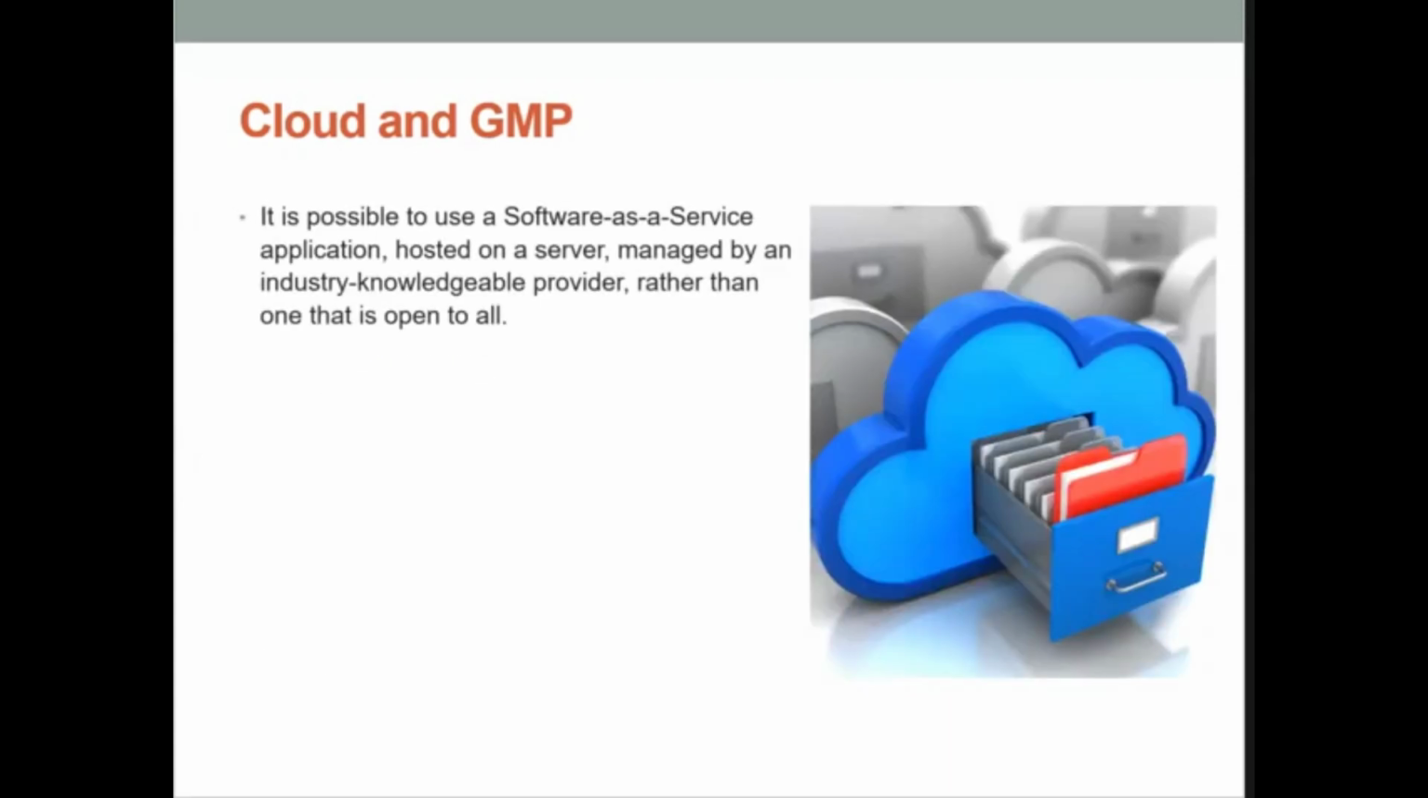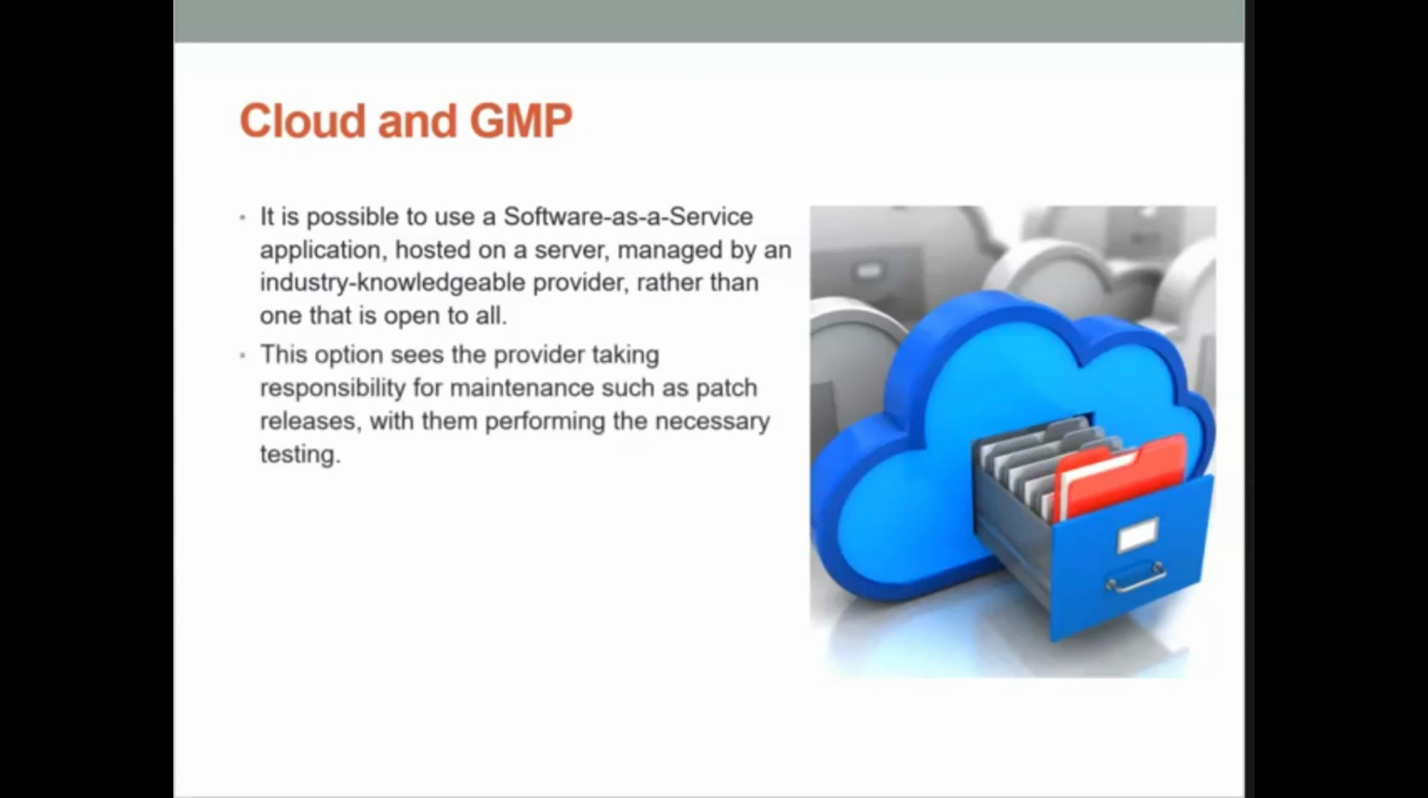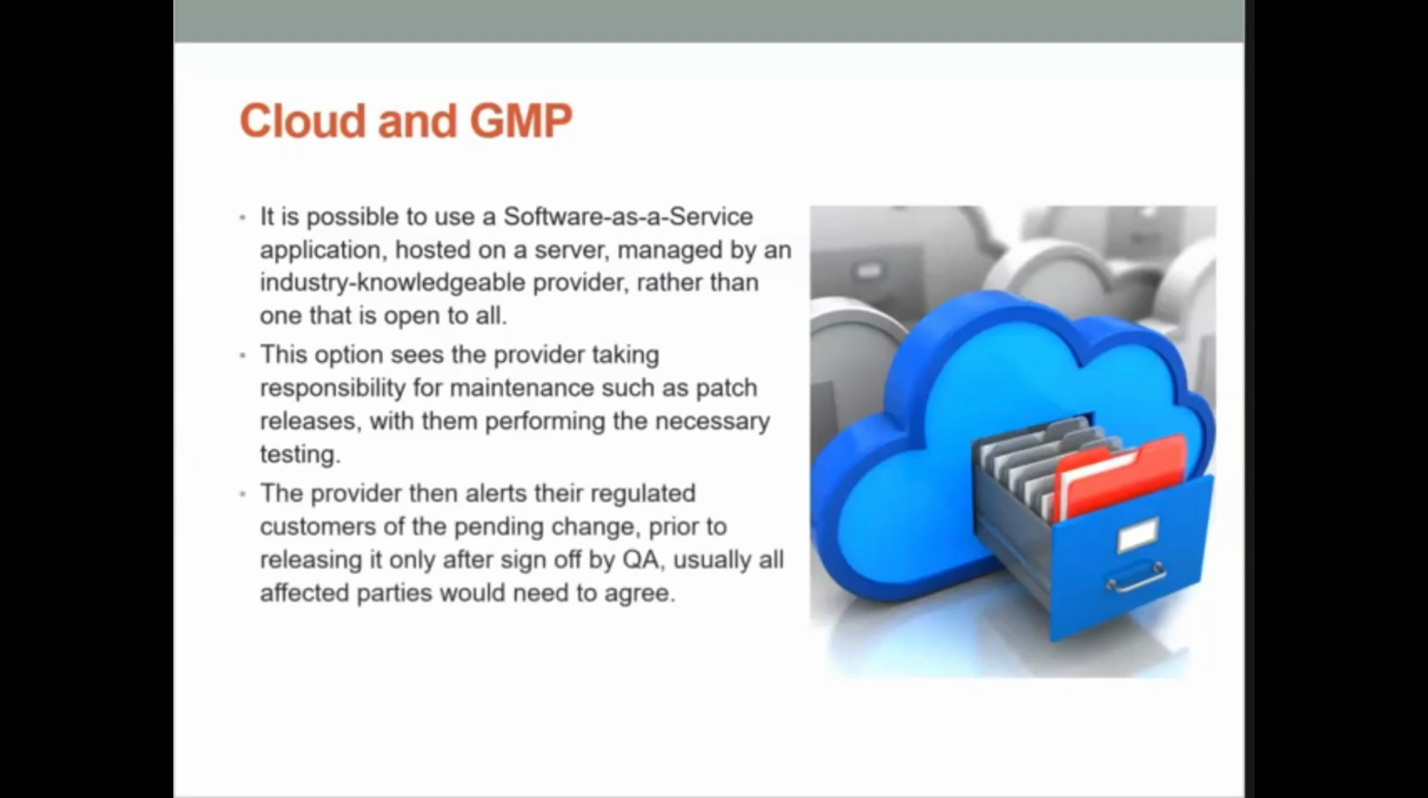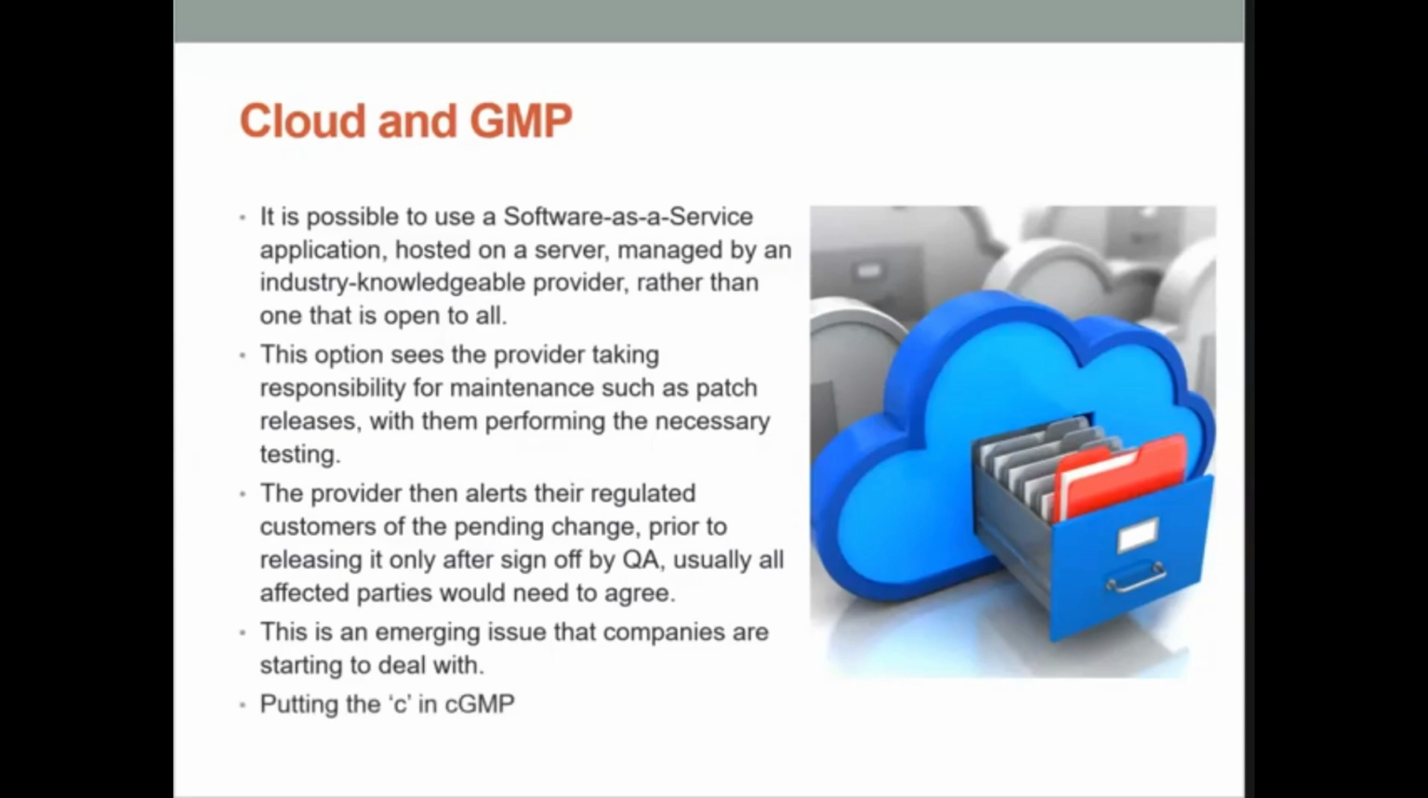It is possible to use a software as a service application hosted on a server managed by an industry knowledgeable provider rather than one that is open to all. This option sees the provider taking responsibility for maintenance, such as patch release, with them performing the necessary testing. The provider then alerts the regulated customers of the pending change prior to releasing it, only after sign-off by QA, and usually all affected parties would need to agree. This is an emerging issue that companies are starting to deal with. You can see where the C in CGMP is coming into play.